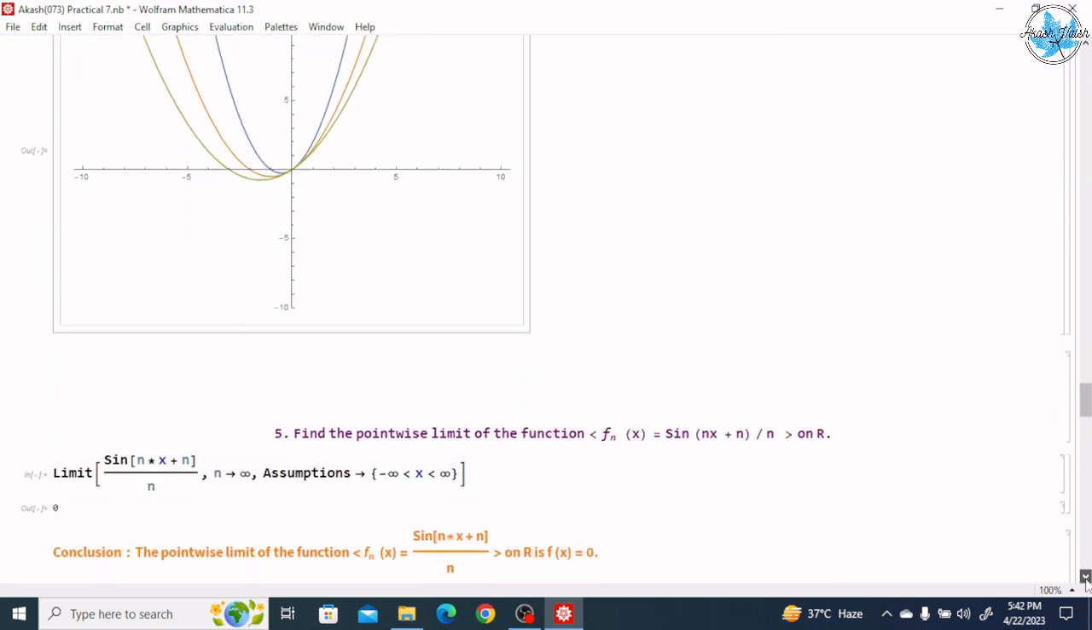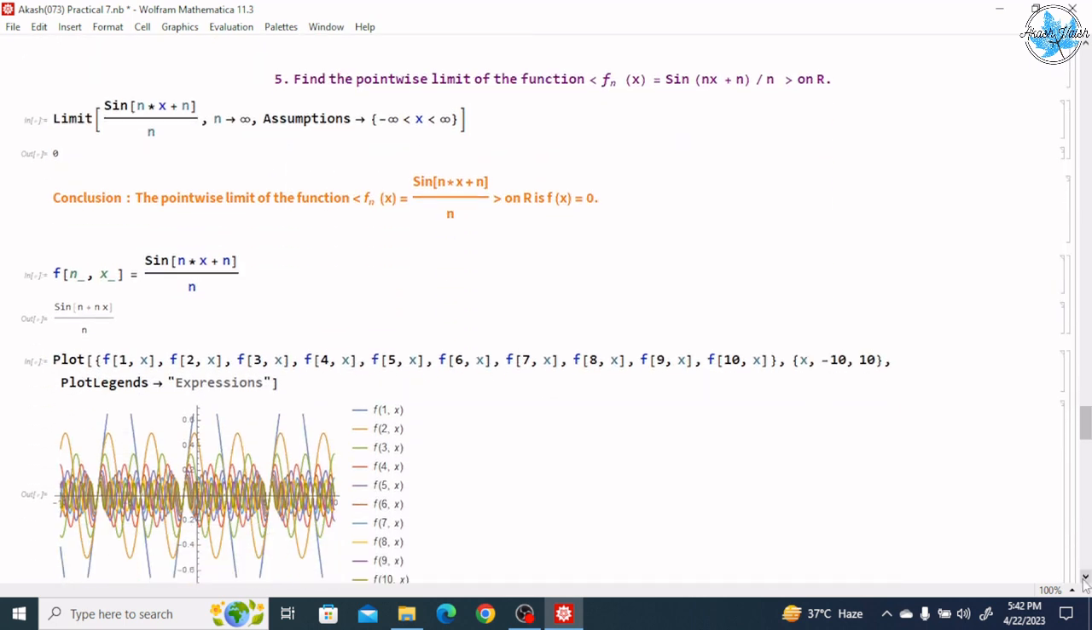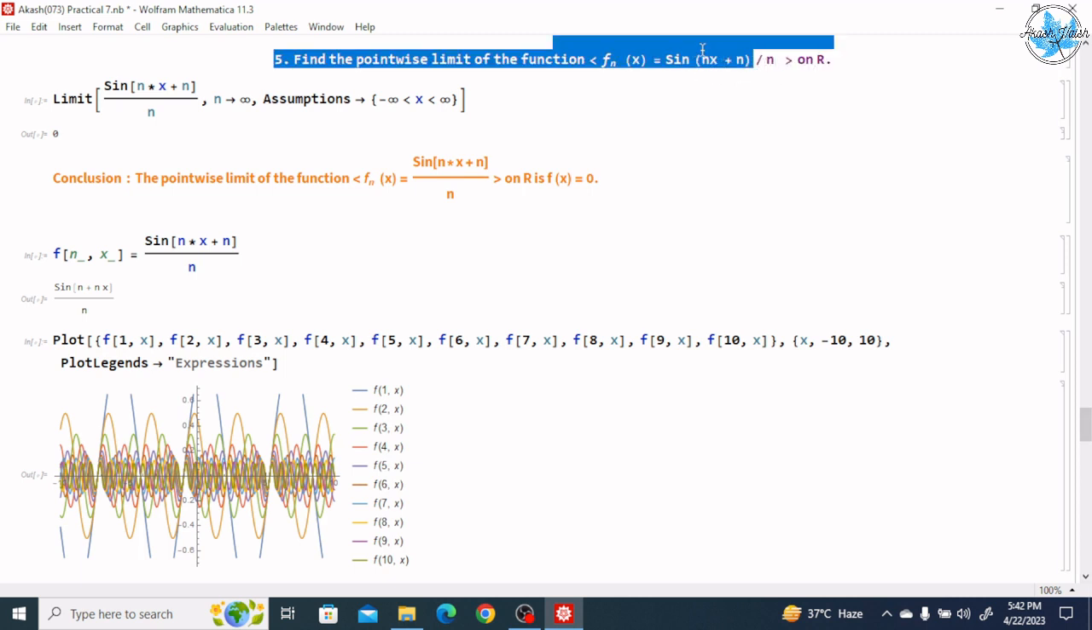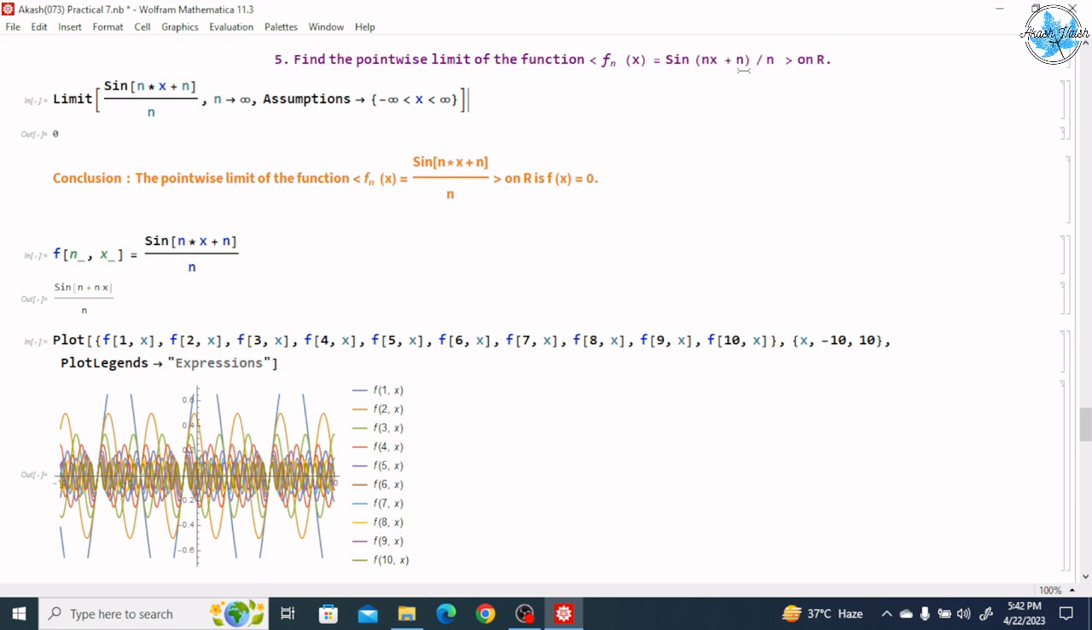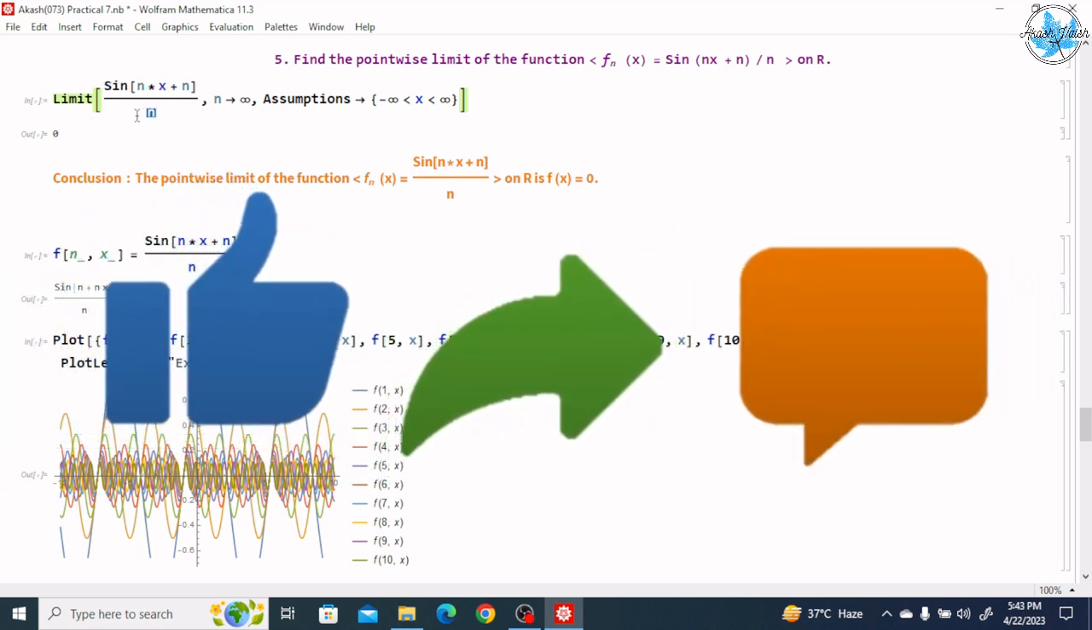upon n. Then come to the fifth part, that is the pointwise limit of the function sine(nx plus n) upon n. Now remember the angle is nx plus n, so don't write nx and plus n separately; it is the whole angle. So first we will find the limit of the function, that is the limit of sine(nx plus n) in the numerator within a square bracket, and then the whole divided by n.